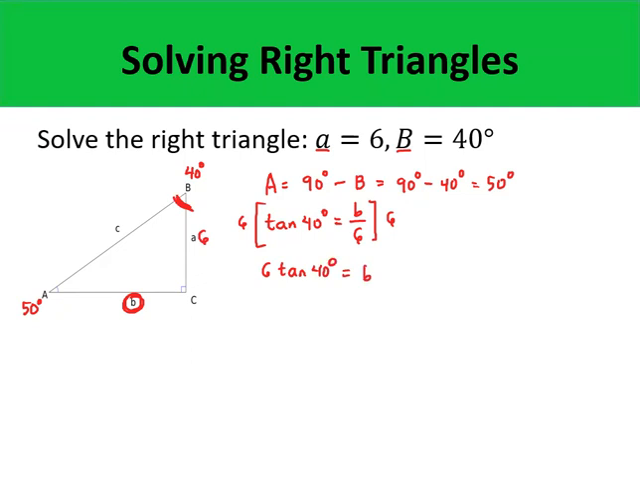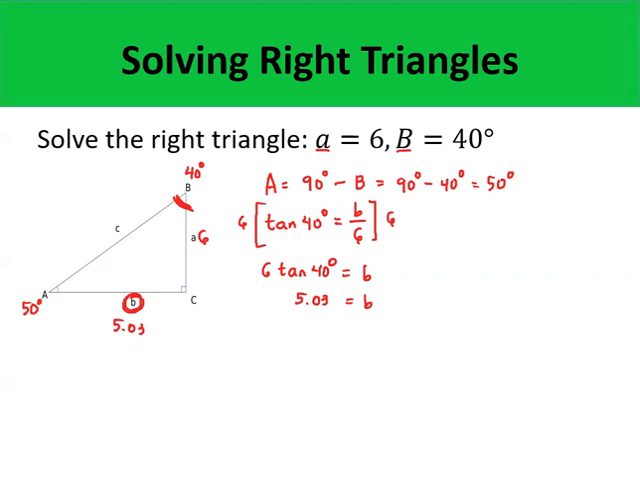So using our calculators, we multiply 6 by tangent 40 degrees, but make sure that your calculator is in the degree mode and round off your final answers to two decimal places. So that's going to be 5.03 units. So this is 5.03.